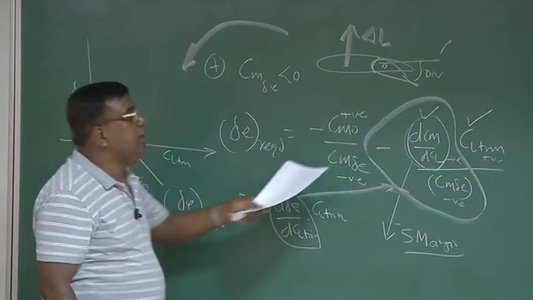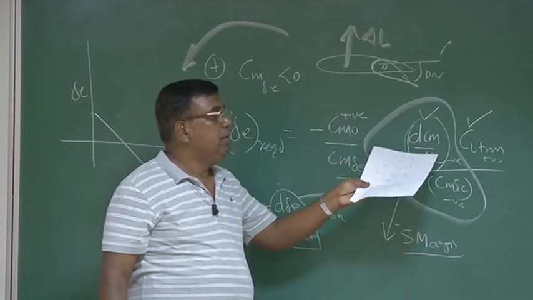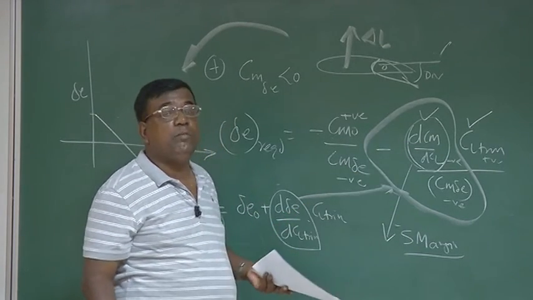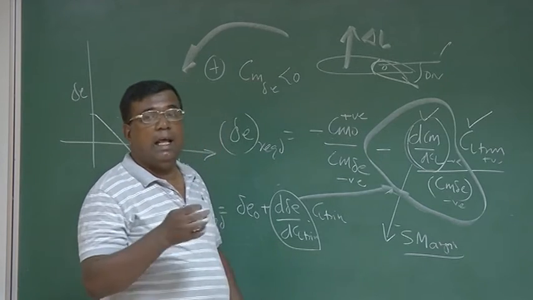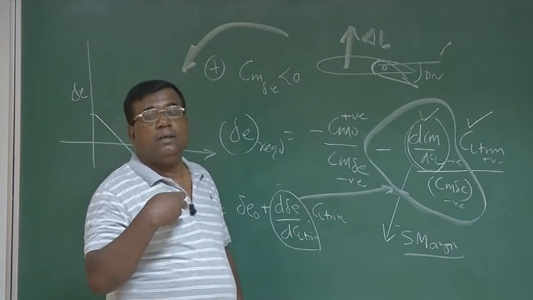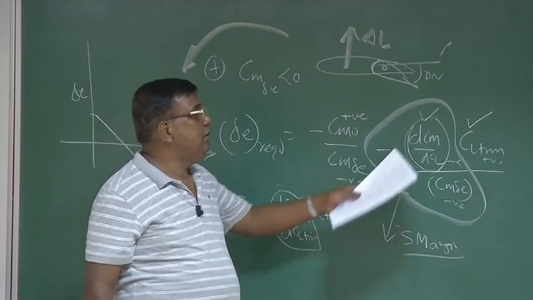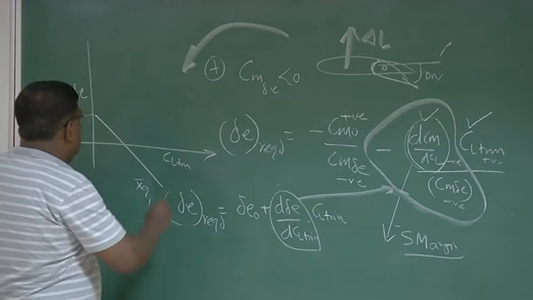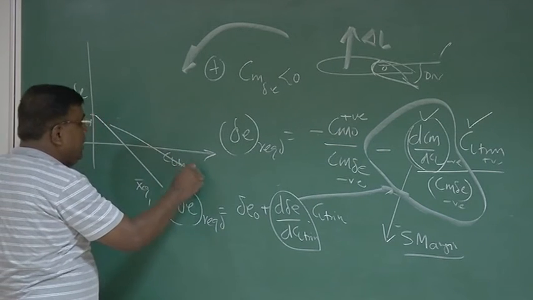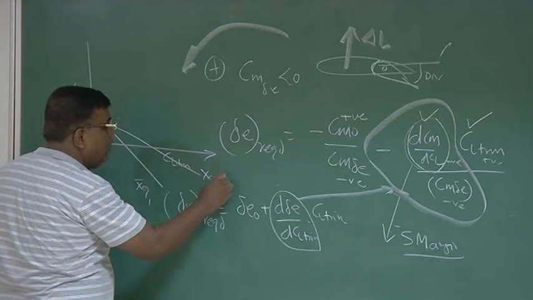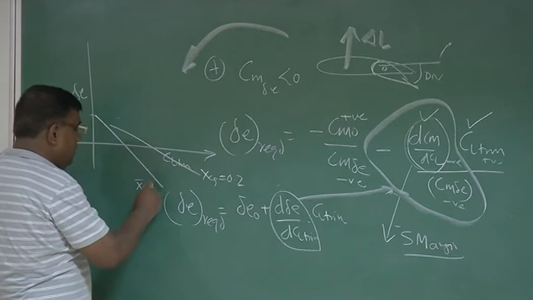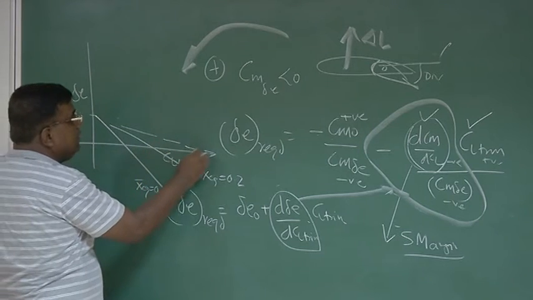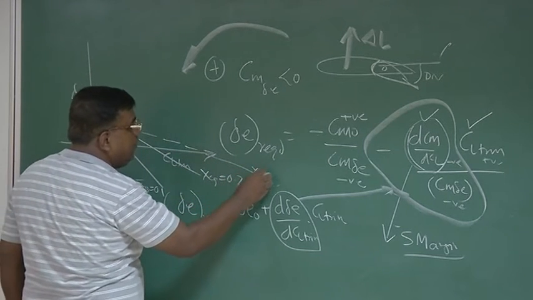Why? Because dCm by dCl is here, which will change with CG location. But dCm by dCl is minus static margin. And as CG goes aft, the static margin reduces. So this becomes lesser and lesser negative. Okay? So as I am going back, I am taking XCG, let's say earlier it was 0.1, here it's 0.1, now 0.2 means I am taking it back. So this is XCG equal to 0.3.